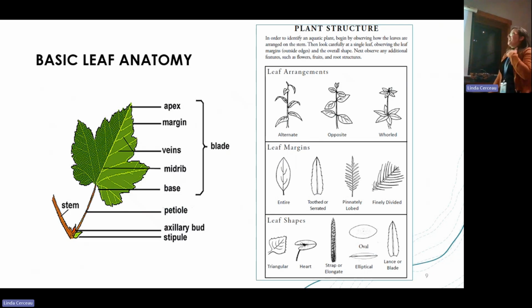So we're going to very briefly go over some basic leaf anatomy before I get into the nitty-gritty of things. When I say alternate, this is what I mean by alternate leaf arrangements, opposite, and whorled. You'll hear me mention some of these terms, and things like leaf margins, serrated edges, finely divided, and different leaf shapes as well. Unfortunately, this is a terrestrial plant, but it's the same idea with the different features that we're going to briefly talk about throughout this presentation.